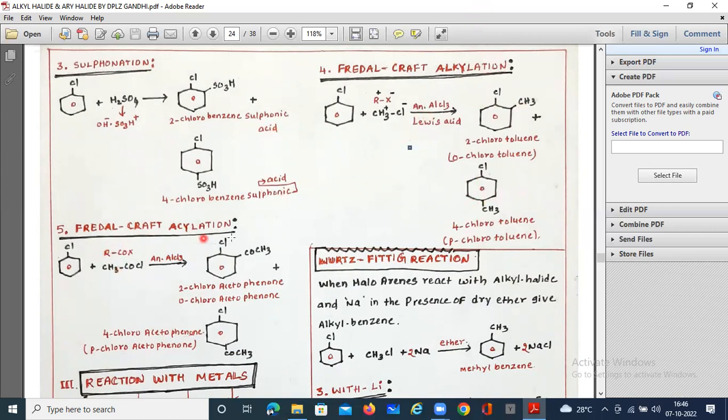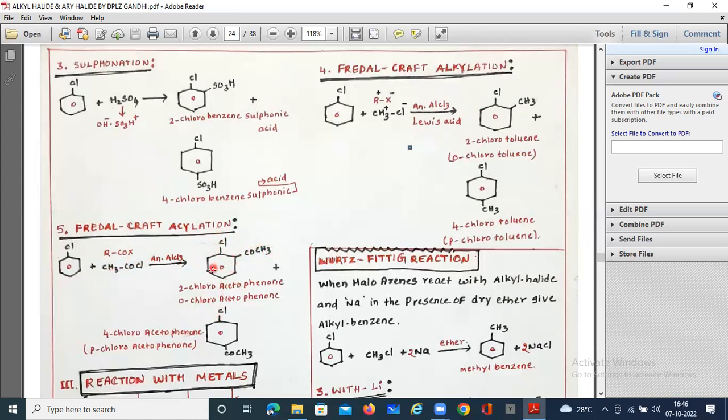Next, Friedel-Crafts acylation. When haloarenes, that is chlorobenzene, react with an acyl chloride, CH3COCl, simply we can say RCOX, in the presence of the same anhydrous AlCl3, which acts as what? Lewis acid. What is the electrophile over here? X is always minus, the remaining RCO will be plus, so COR will be the electrophile, which attacks at the ortho position, like COCH3. So what is the name of the compound?